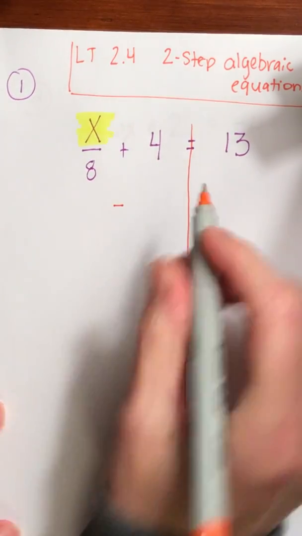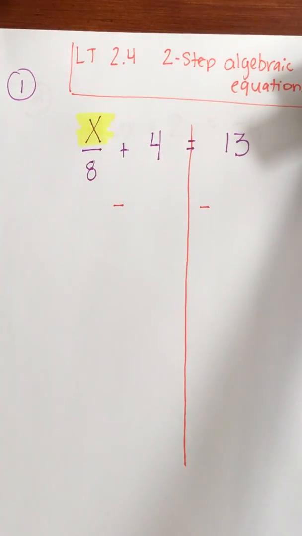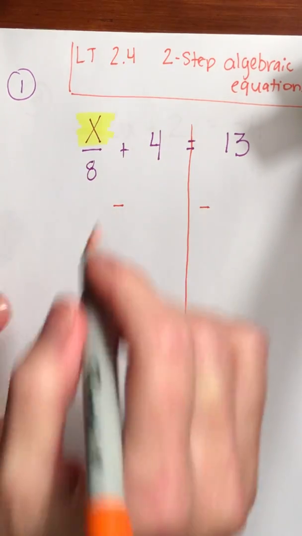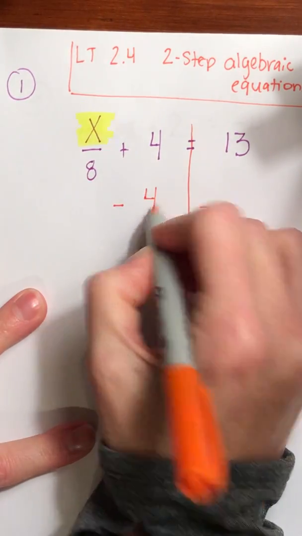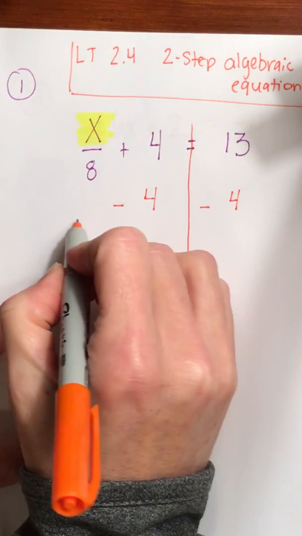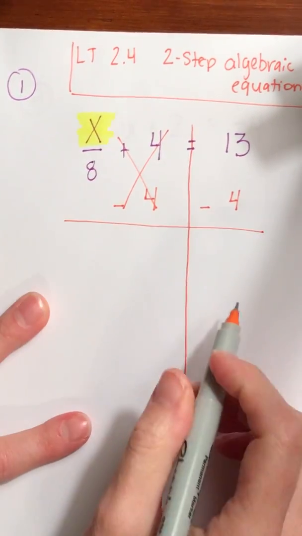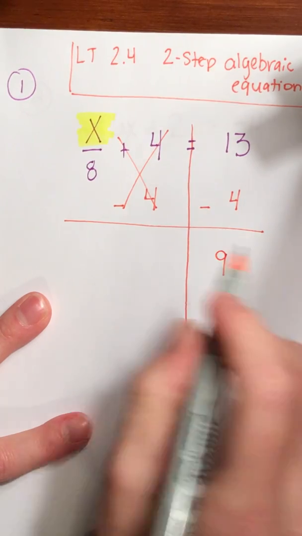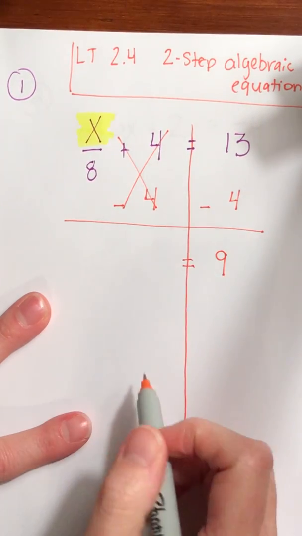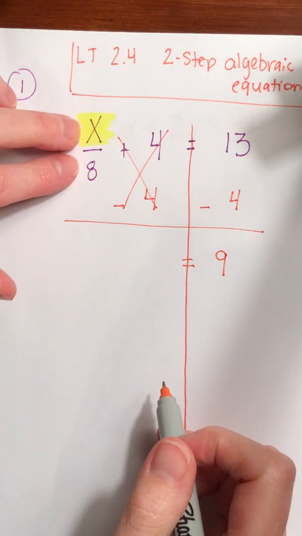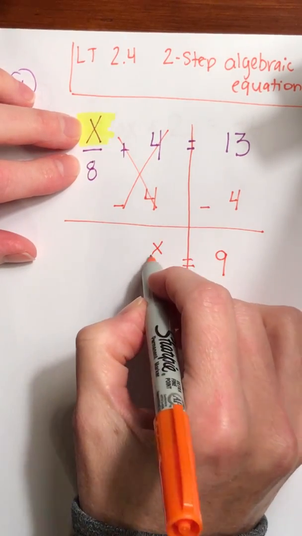I'm going to do it on both sides so I keep things balanced. And they have the number 4. So I'm going to also use the number 4. I'm going to keep it the same. These 2 numbers cancel out. And 13 minus 4 is 9. And 9 is equal to what is left on my other side of my equation, which is x over 8. So I'm going to bring that down.